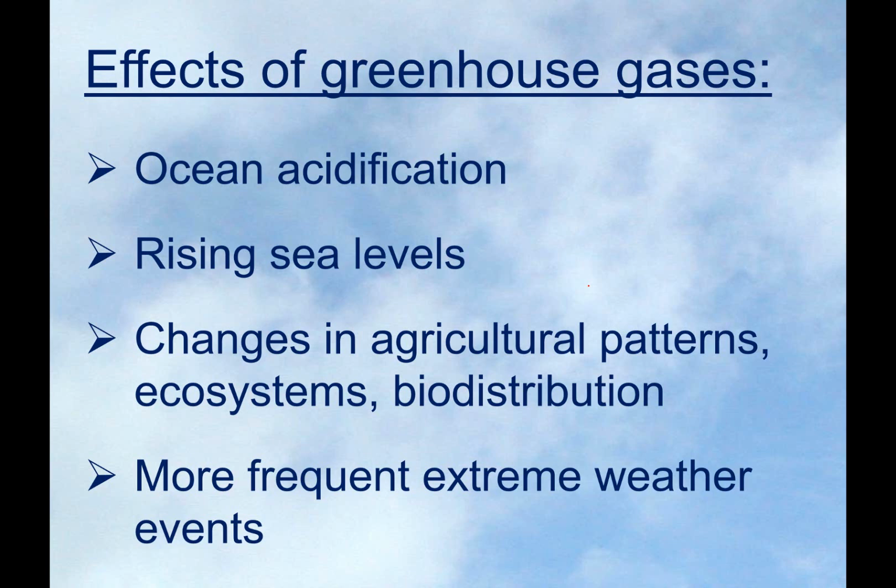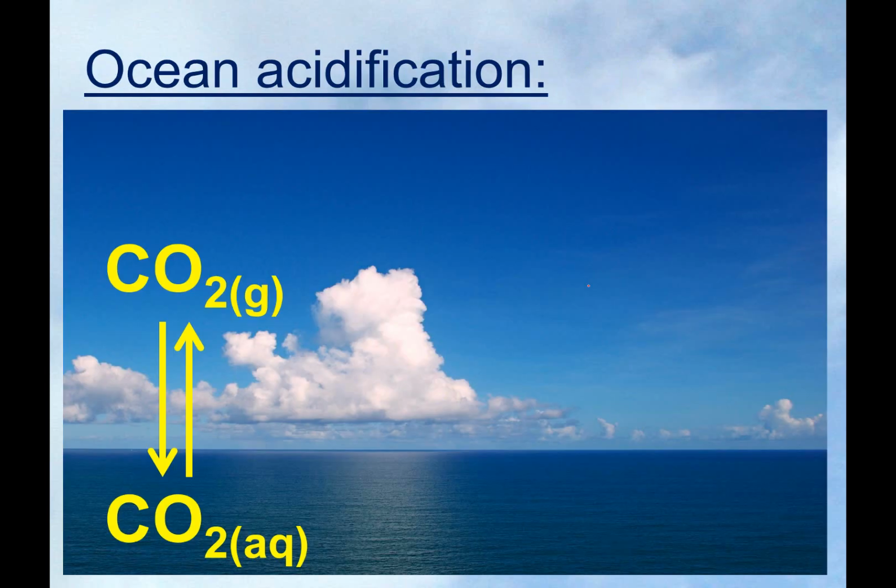We talk about as the global temperature rises, the ice caps and polar glaciers there are melting away, so the sea level is actually rising. This is going to result in changes to agriculture, changes in biospheres, ecosystems, biodistributions where creatures can live, as well as more frequent extreme weather. So let's take a look at some of these in more detail.